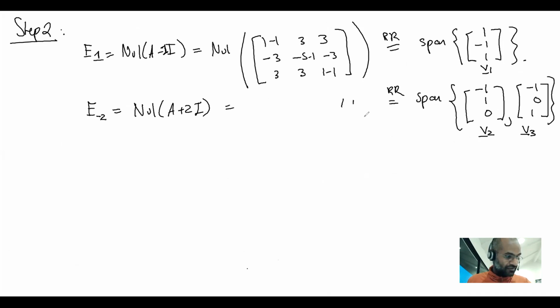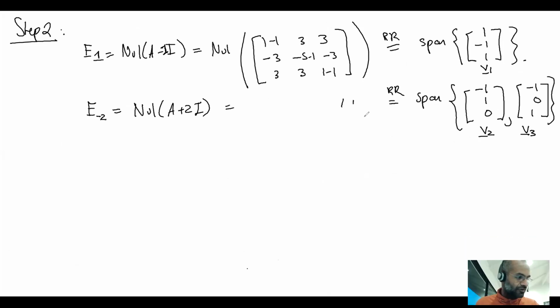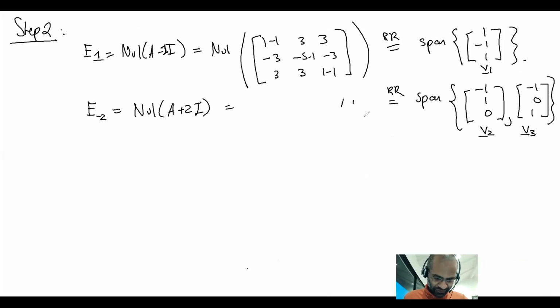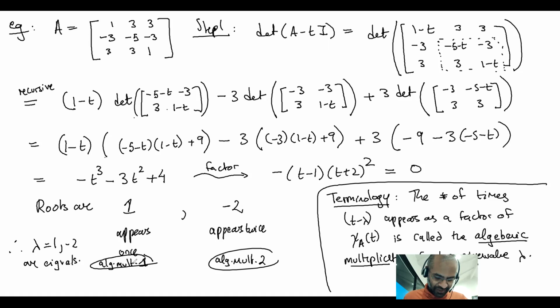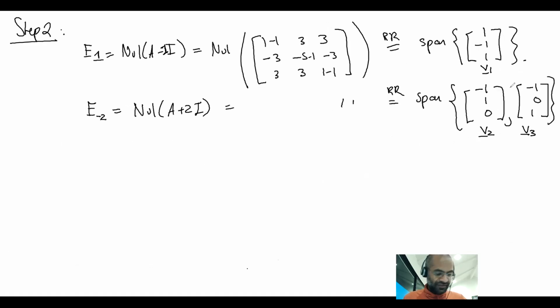Okay, people are asking excellent questions, like what does algebraic multiplicity have to do with the dimension of the eigenspace? So we'll get to that in a moment. In this case, the algebraic multiplicities were 1 and 2. The dimensions of the eigenspace were also 1 and 2. Is that a coincidence? Well, let's find out in part 2 of the lecture, which is how many solutions are there?